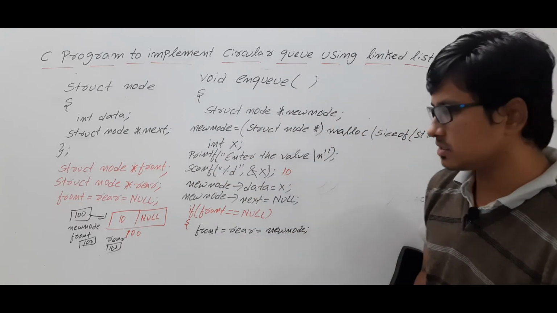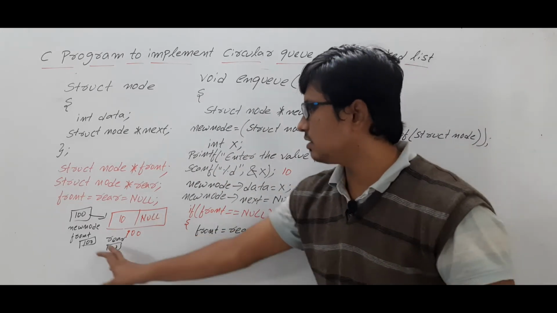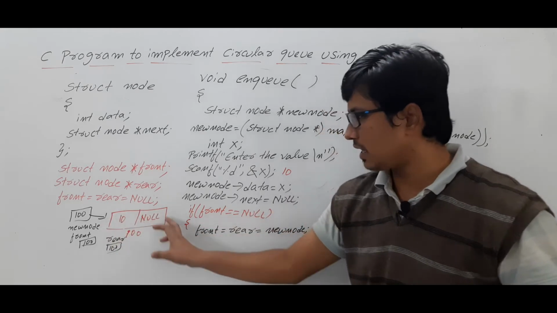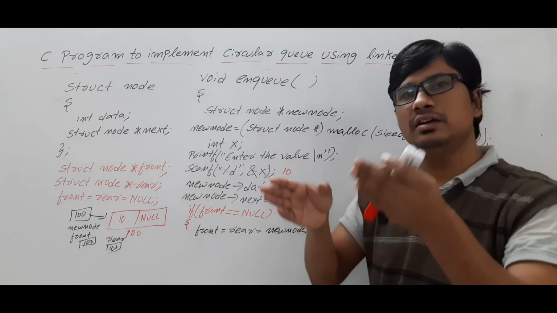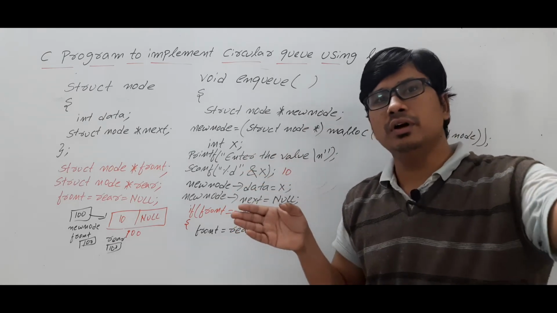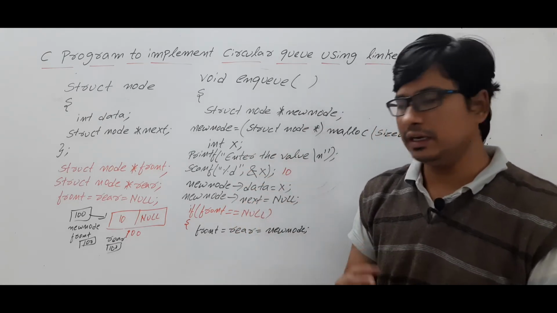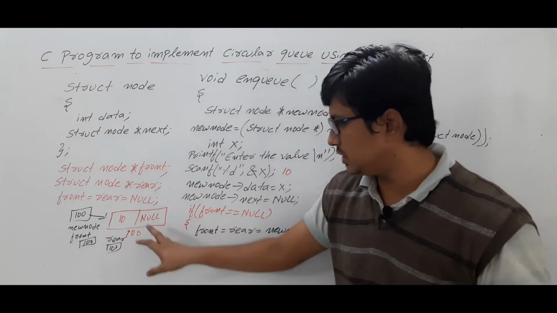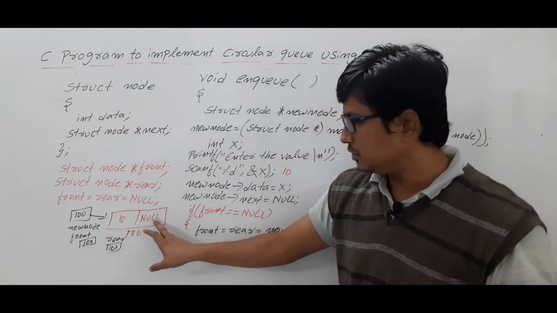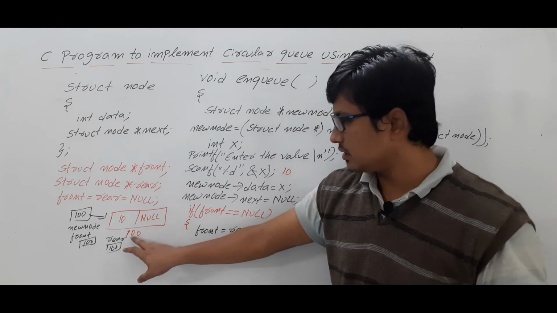Now as it is a circular queue, the node itself needs to point to itself, because it should act as circular. What is a circular queue or the circular linked list? The last node should point to the first node in the linked list. So this is the first node, so this node should point to this one only. It should not have the value null. It should have the address which is 100.